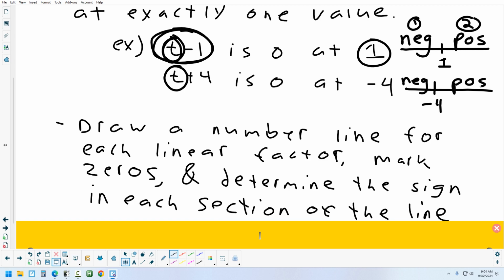It's not always negative on the left, positive on the right. A lot of times it is. But if you factored something and you had a negative in front of your letter, that would reverse everything. So I'm not going to do that right now. So you make number lines for each factor. Usually there's 2, sometimes we'll go up to 3, but that would be the most factors.